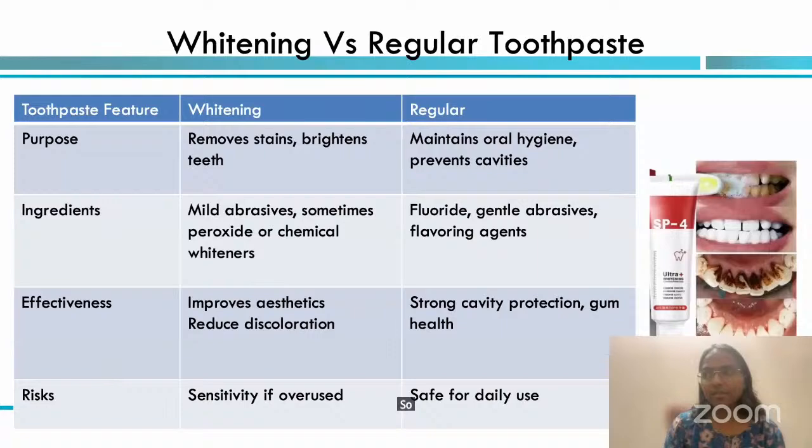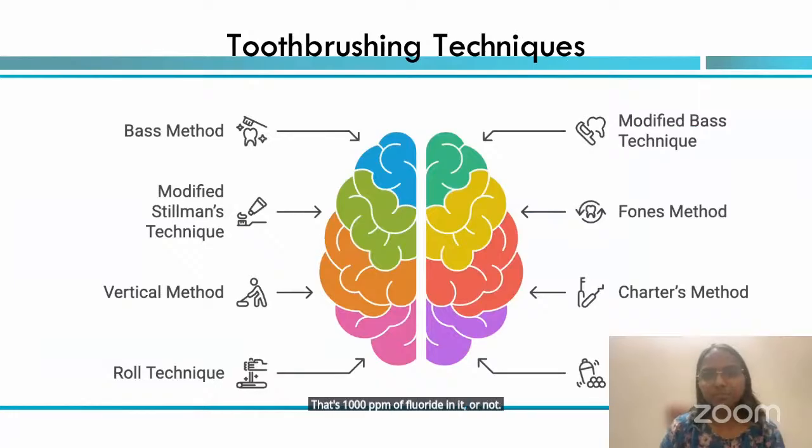So the basic decision about toothpaste should be whether it has fluoride or not. For all the toothpastes which are marketed, we should definitely look at the labeling on the back of the pack to see whether it has that 1000 ppm of fluoride in it or not.